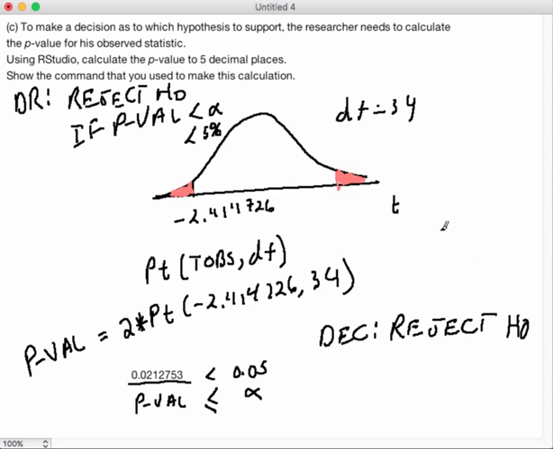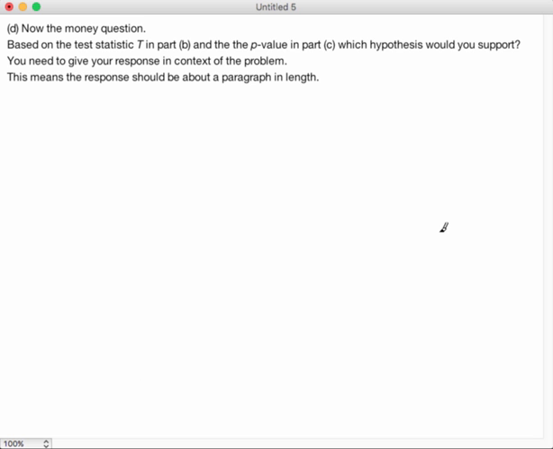One last question on this, and I'm just going to talk it through and let you write up your own paragraph. It says, based on your test statistic T in part B and the p-value in C, which hypothesis is supported? Supporting a hypothesis tells you which one you did not reject. So we're going to support HA, the alternate hypothesis, that in fact the mean body temperature is different than 98.6.